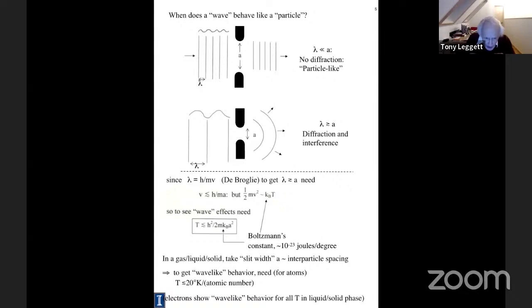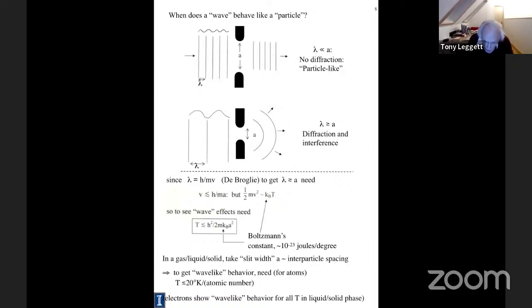So let's go into the conditions to see wave-like behavior in a little more detail. We already saw the de Broglie relation, that lambda is h over mv, and to see wave-like behavior, we need lambda at least equal to a. To get that, we need the velocity v to be smaller than h over ma. On the other hand, the kinetic energy, which is a half mv squared, is Boltzmann's constant times the temperature. And Boltzmann's constant is, again, very tiny on the everyday scale, 10 to the minus 23 joules per degree, roughly.